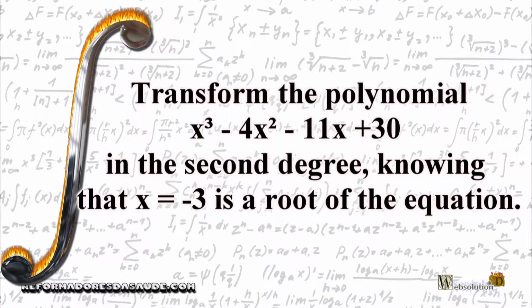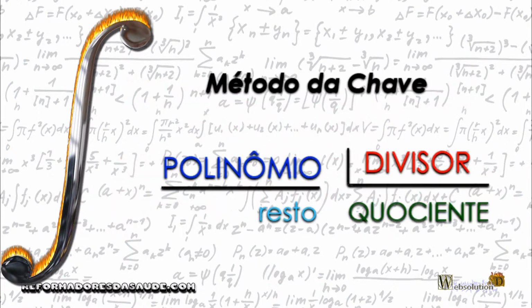At first we have to know that we are going to do a division and position these equations in their proper places. Let's use the key method. Well, in a division we have the divisor, the quotient, the polynomial, and the remainder. In the key method we have the following positions: the polynomial on the upper left side, the divisor on the upper right side, the quotient on the lower right side and the remainder on the lower left side.